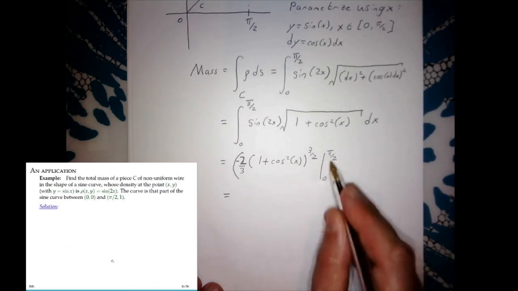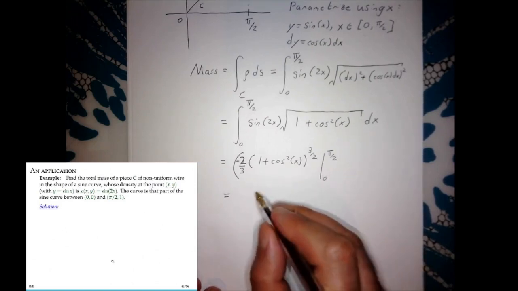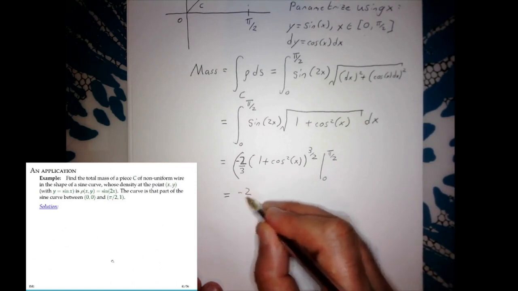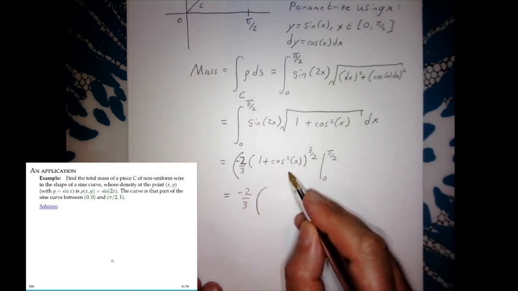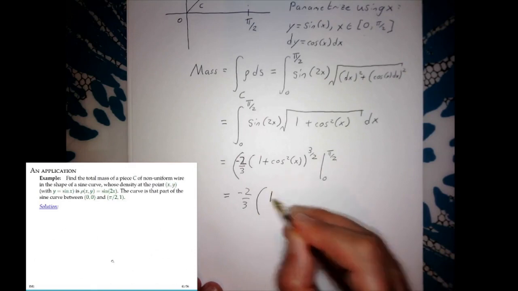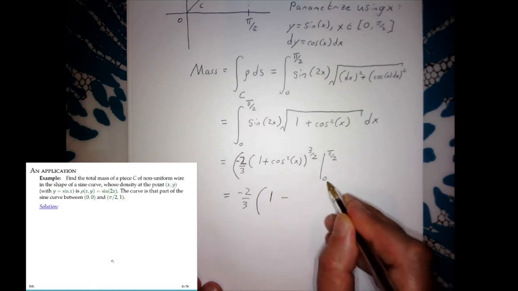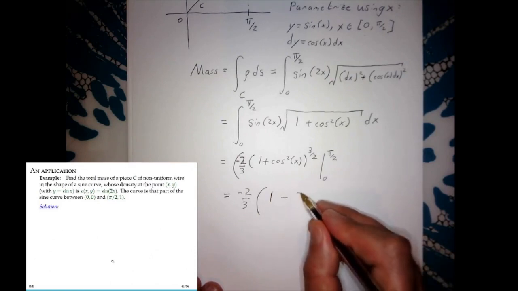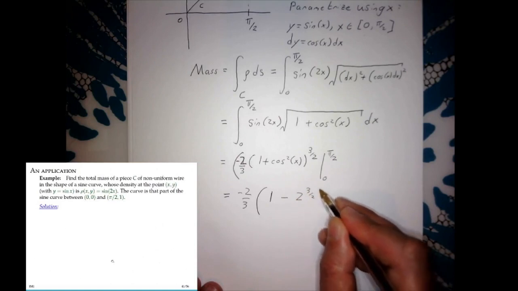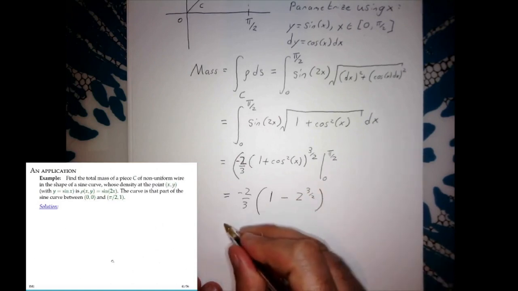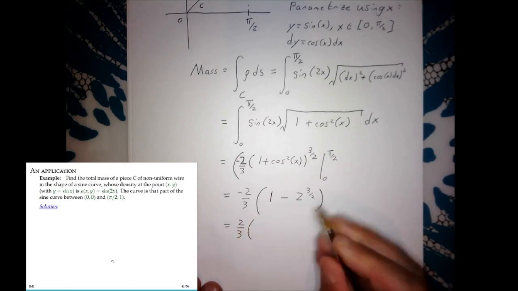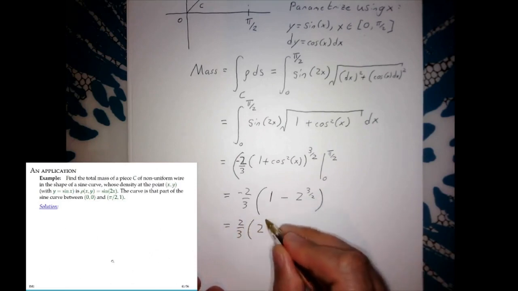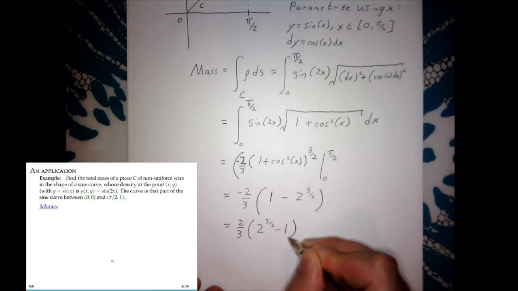And now we just evaluate at the limits. So we have negative 2/3. We evaluate at pi over 2. Cosine of pi over 2 is 0, so we just get 1. And then when we evaluate it at x equals 0, cosine of 0 is 1, so we get 2 to the 3 halves. And so the total mass would be 2/3 times 2 to the 3 halves minus 1.